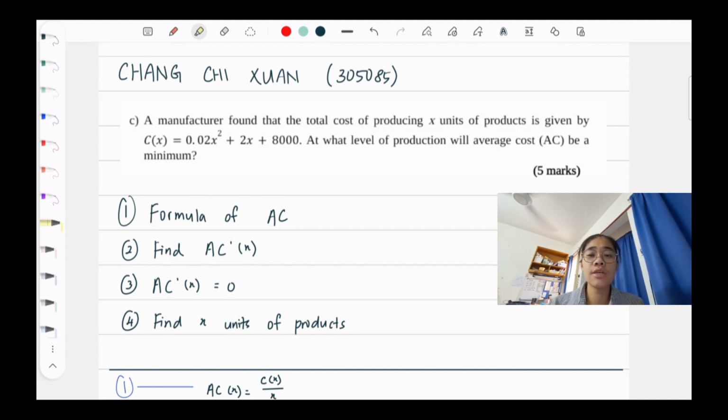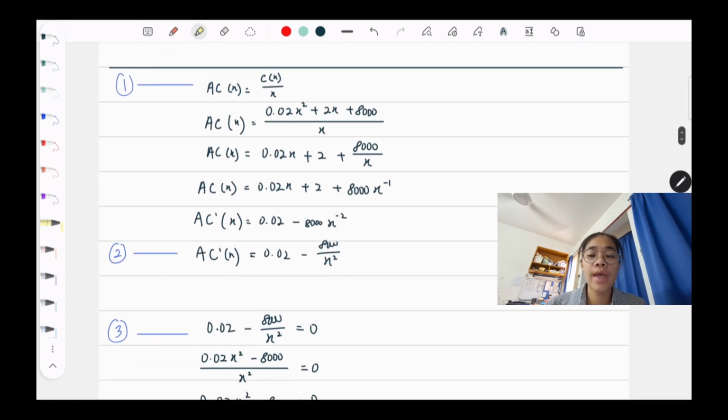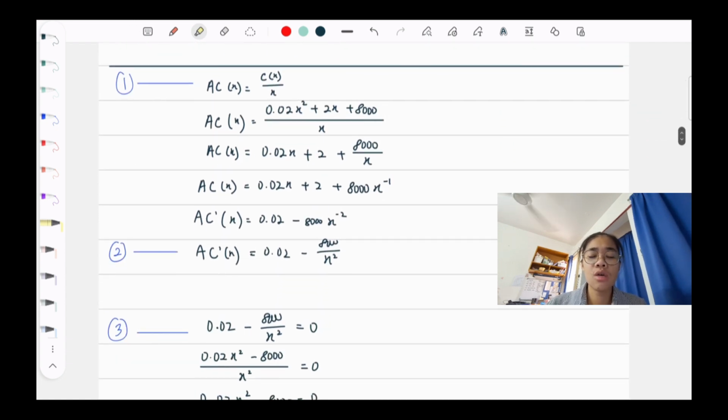For question C, it gives us an equation for total cost, which is C(x) = 0.02x^2 + 2x + 8,000. And the question asks at what level of production will average cost AC be a minimum. So first, we need to know the formula of AC and then we find AC'(x) and set AC'(x) = 0, and then we can find x, the units of products. So first, the formula of AC, which is AC(x) = total cost C(x) divided by quantity x.